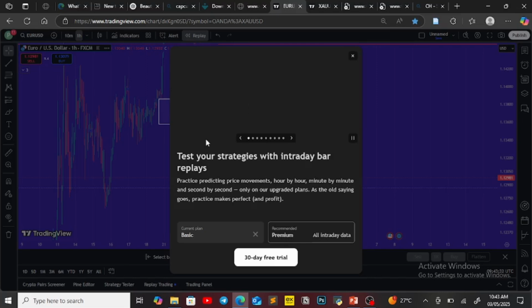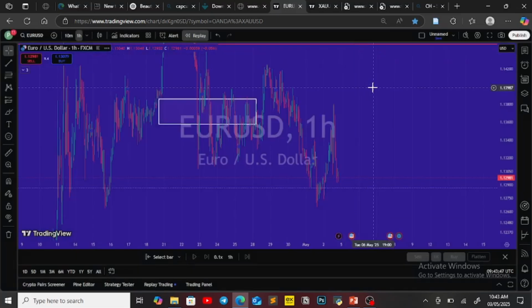You can see that they brought something here: test your strategy with intraday bar replay. You are trying to test if your strategy is working on the charts. So that's what backtesting means. This stuff has happened, the market has moved this way, so I want to test if my strategy would work on the past data. You go to the past data and try your strategies on it.